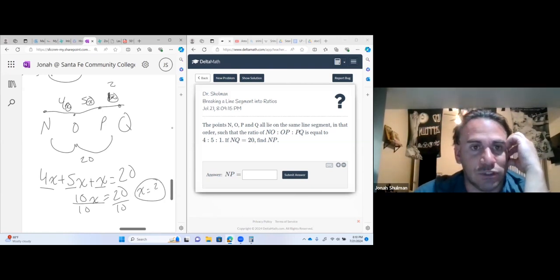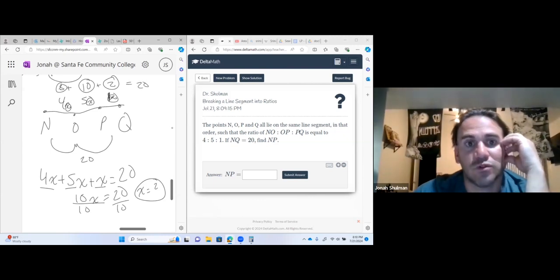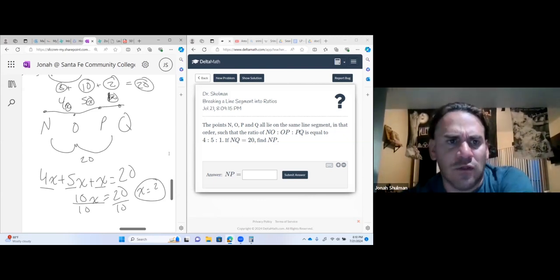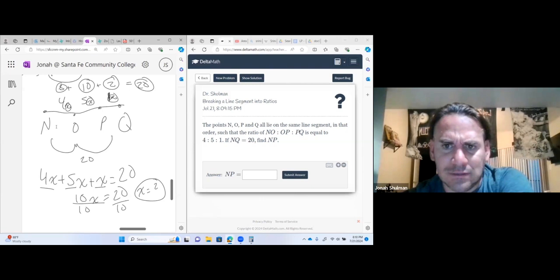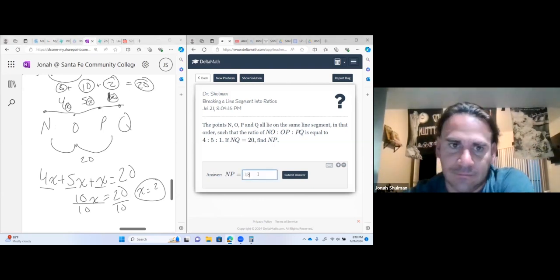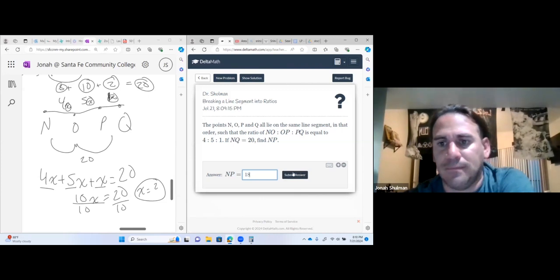So I know PQ is 2. This is 10. And this is 8. Now what happens when we add all three? 8 plus 10 plus 2, it does equal 20, so we did it right. They want which one? They want N to P. 10 plus 8 is 18. We did it.